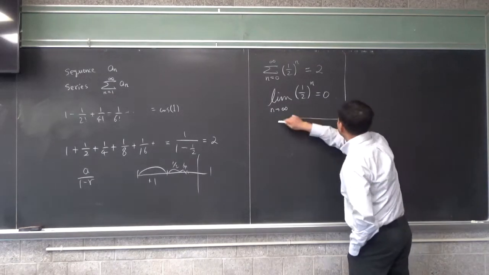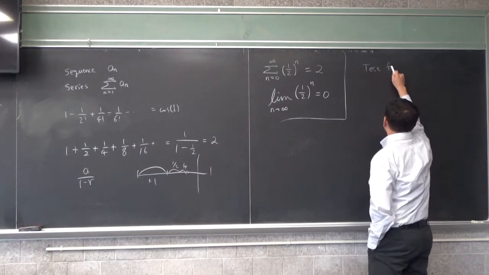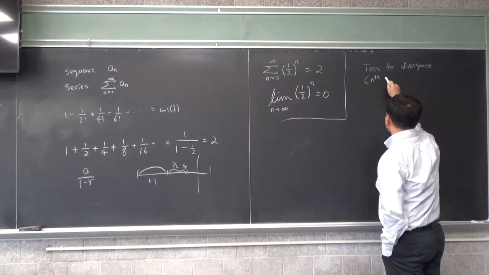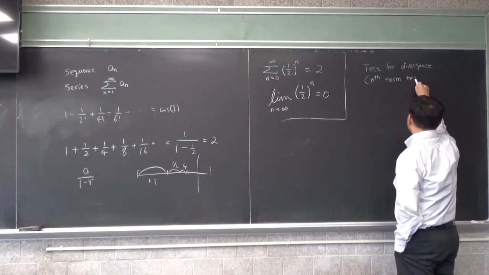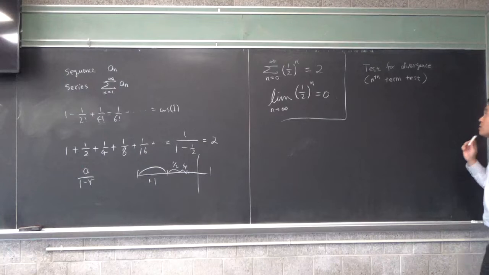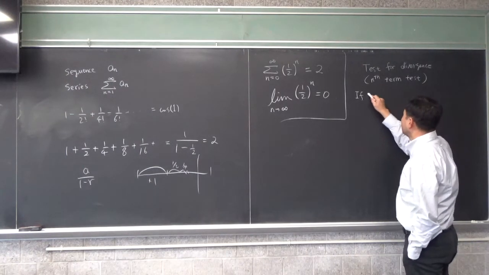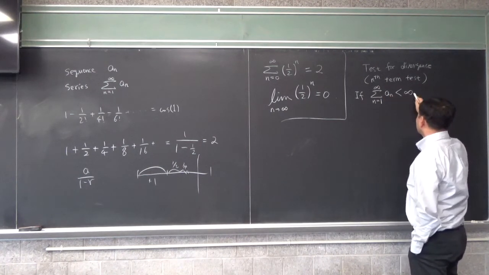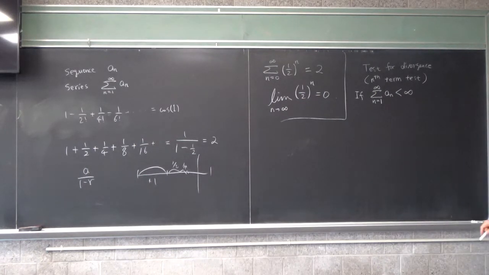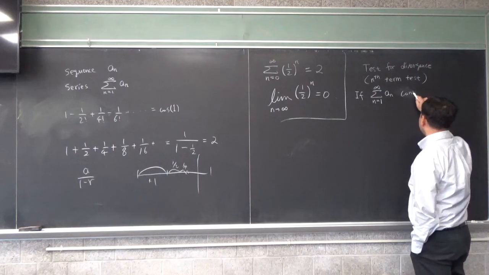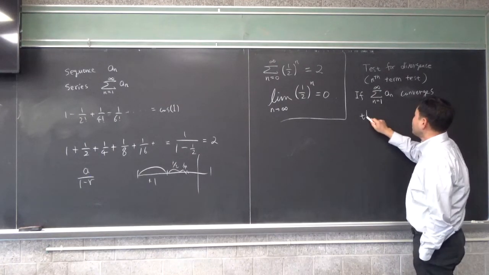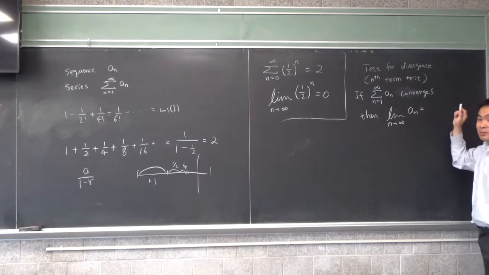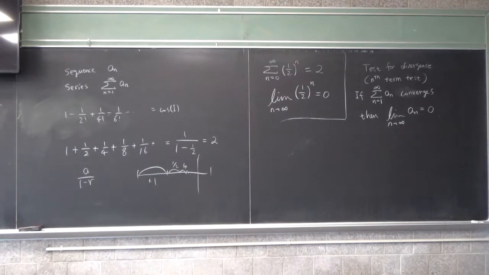So we talked about the test for divergence, also known as the nth term test, as the following statement: if the summation converges, if you get some finite value, then the limit of the sequence is 0. It has to be 0.